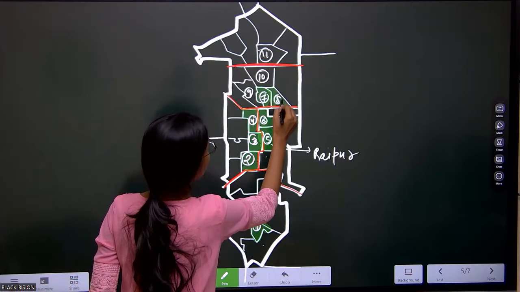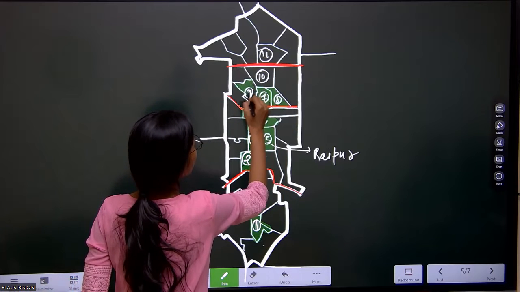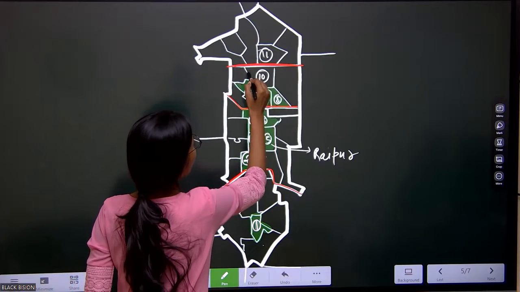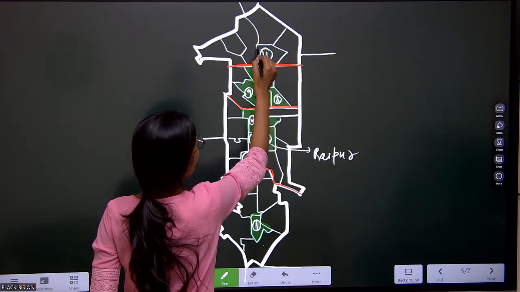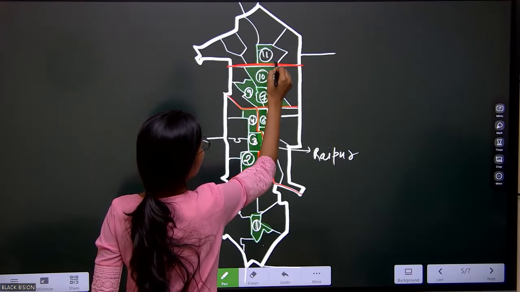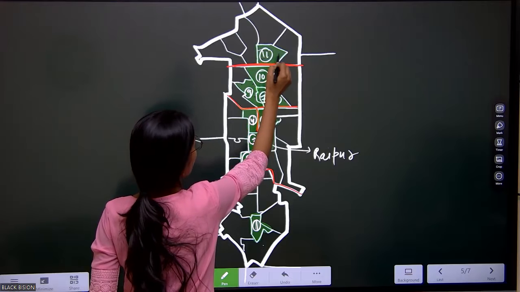8th, 9th. This region is the 9th. And finally, this is the 10th and last of this subdivision. And finally, Surguja, the 11th, of the Surguja subdivision.